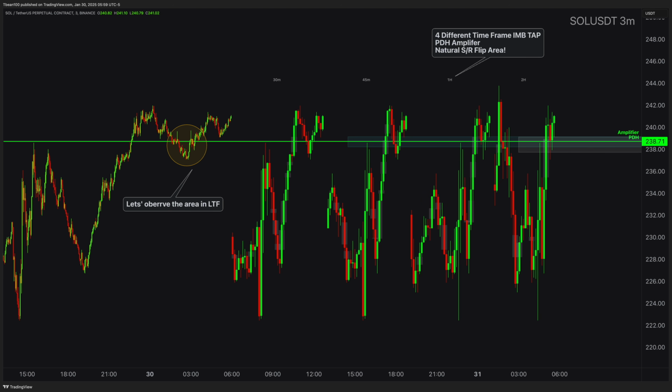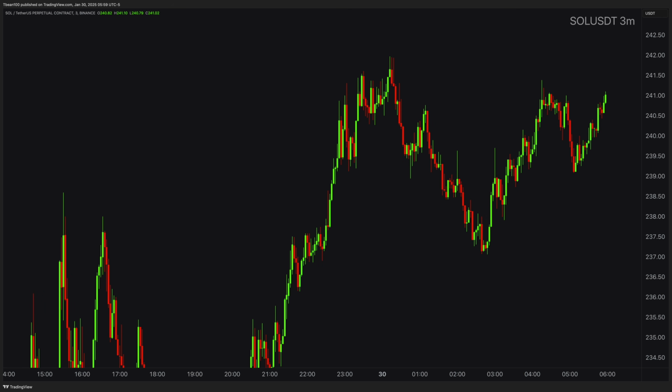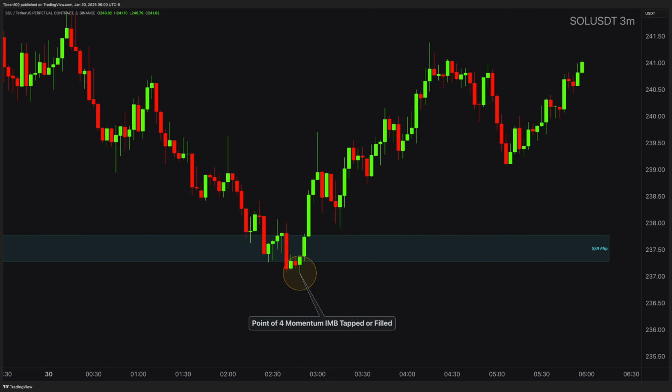Now, let's zoom in this area. As you know, this was the area that 4 imbalances were tapped or filled from the higher time frames. This support and resistance flip point, what I love the most. It is such an amazing and simple price action concept to look for. Now, in the area, let me even zoom in more and more and talk about the specific entries.